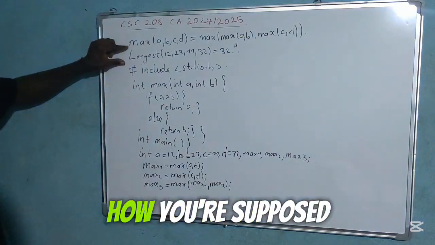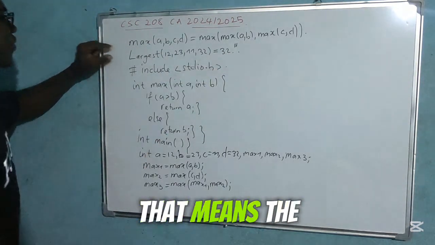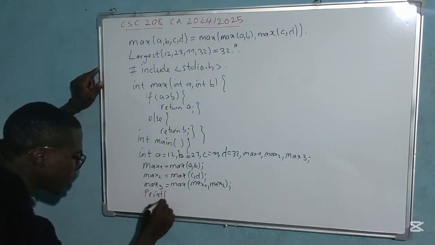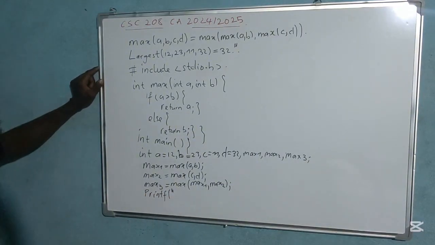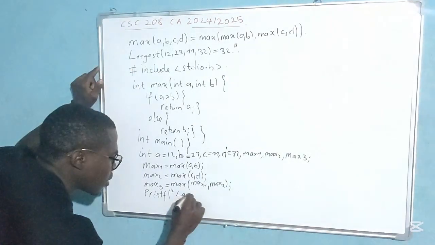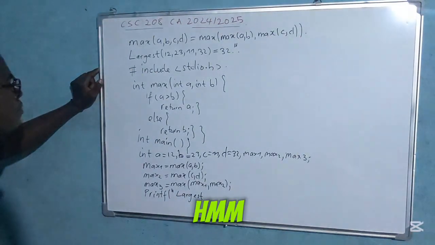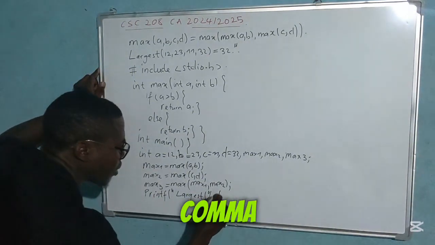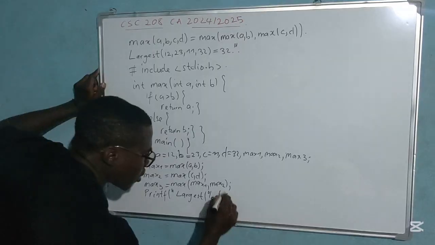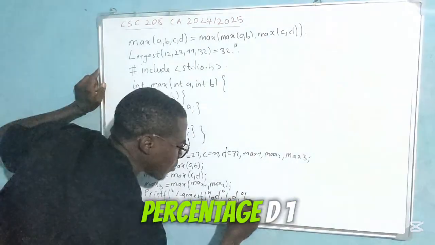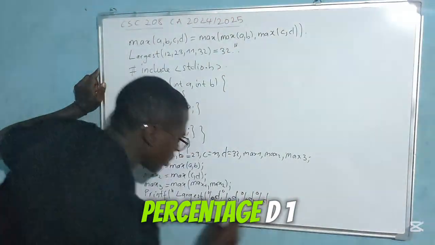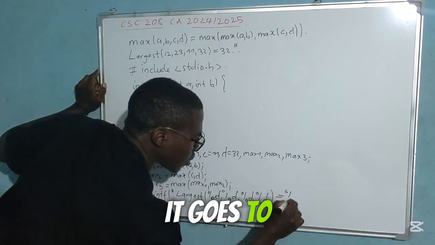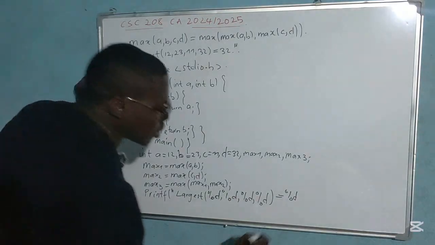So this is how you're supposed to format your answer. The final step is supposed to be like this. That means the final output is supposed to be like this. So we are going to have printf, largest into percentage d, percentage d, percentage d, percentage d, 1, 2, 3, 4, equals to percentage d full stop.